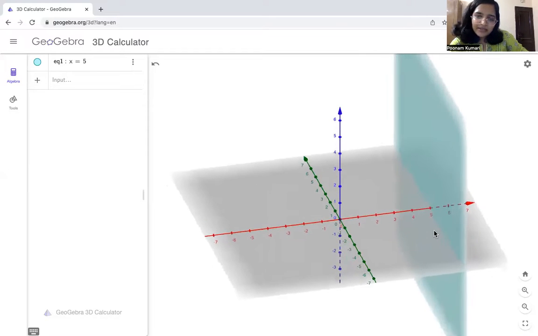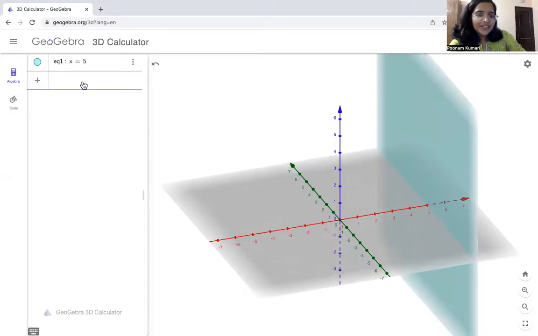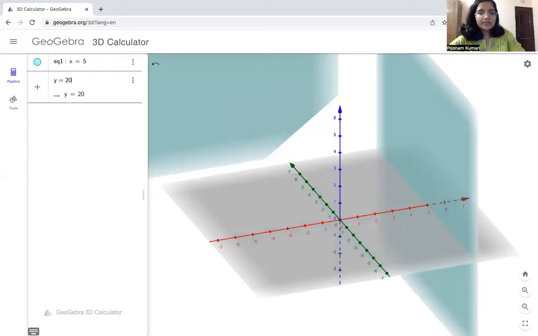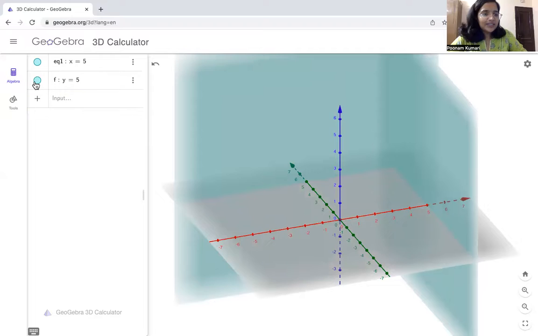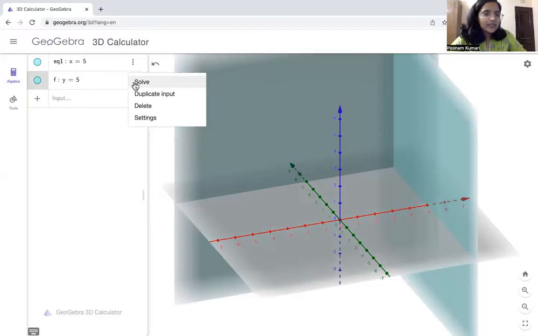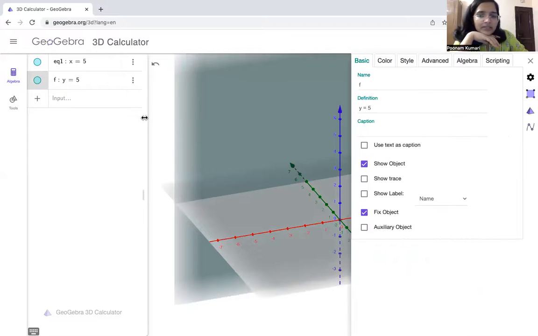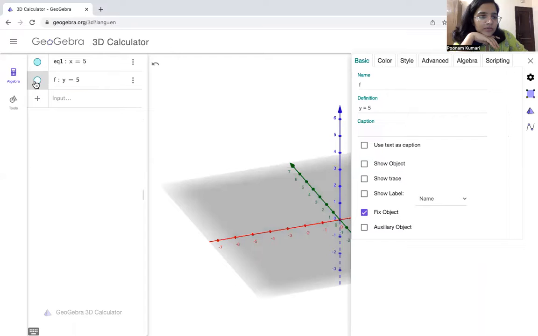Okay, this is a very simple one. Let's try some more. We did x equals 5. Let's say we want to plot something on the y axis, how will we do it? We will say y equals 20. 20 is too much. Let's say y is equal to 5 only. Okay, and let's change its color settings. Okay, no.